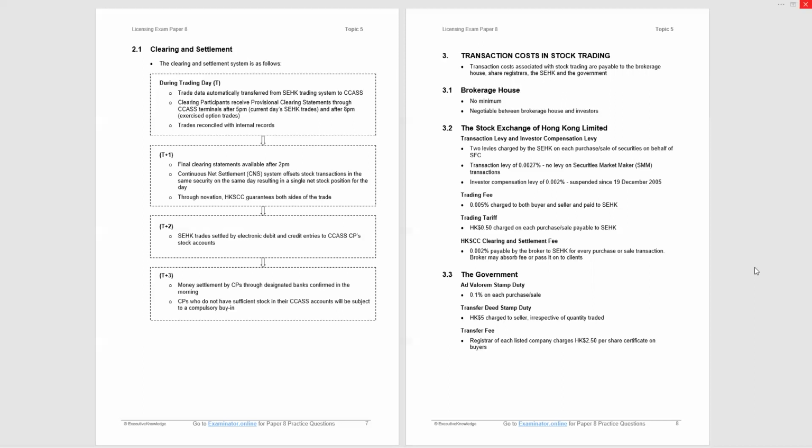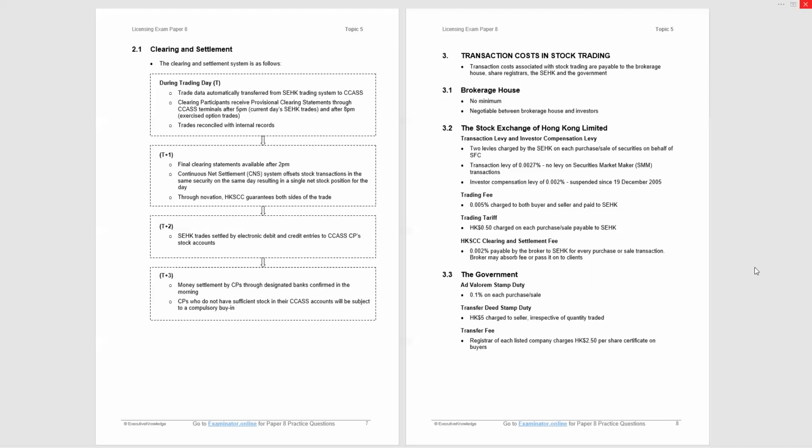It's unlikely the percentages are going to be examined. Unlike the stamp duties, please be aware, stamp duty is 0.1% on both the purchase and the sale. And that goes to the government. Transfer deed stamp duty, $5 charged to the seller. And finally, the transfer fee, $2.50 per share certificate. That goes to the share registrar.